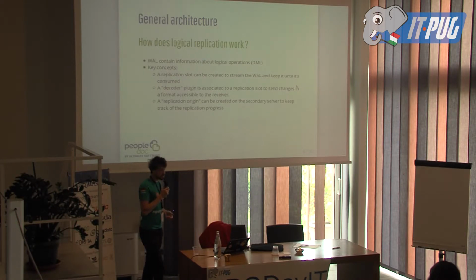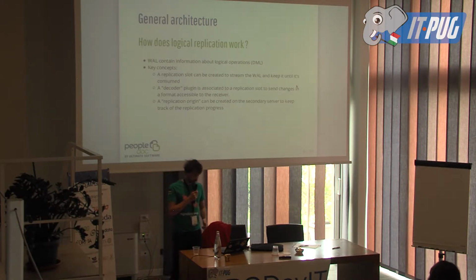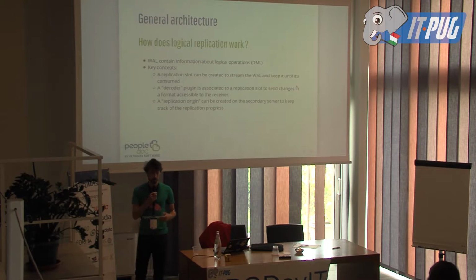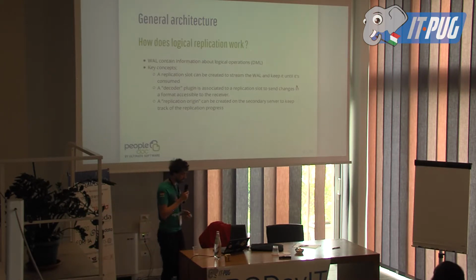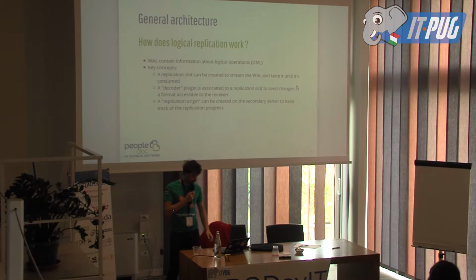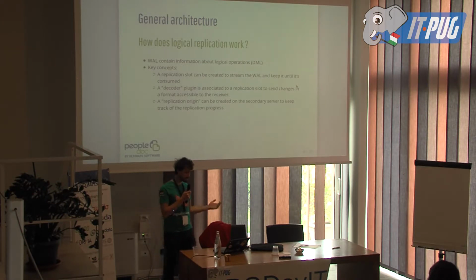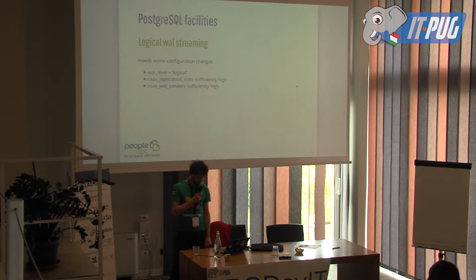The second thing is the Decoder Plugin associated to the replication slot. And the third concept we are using is the one of a Replication Origin. That's also something that's built into Postgres that is not as well known as the other ones, but it's really, really useful and makes life really easy when building such a system. The idea is to allow you to track progress of what has been replicated to the secondary server so that you know what to ask the primary server.